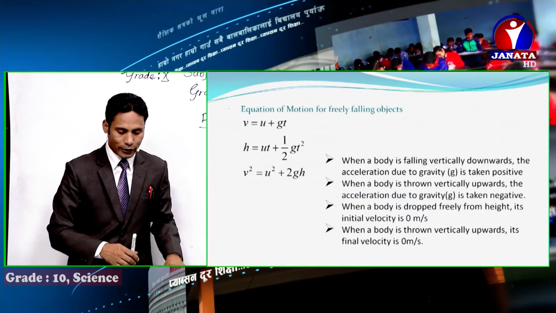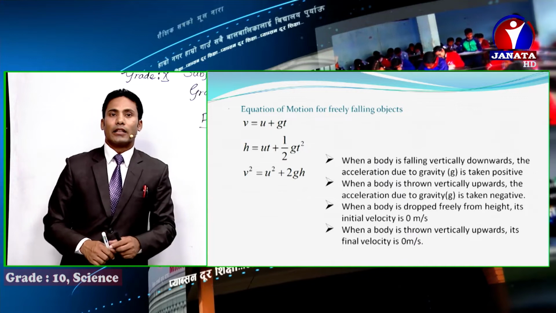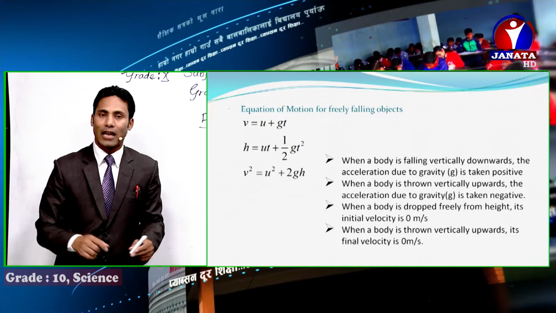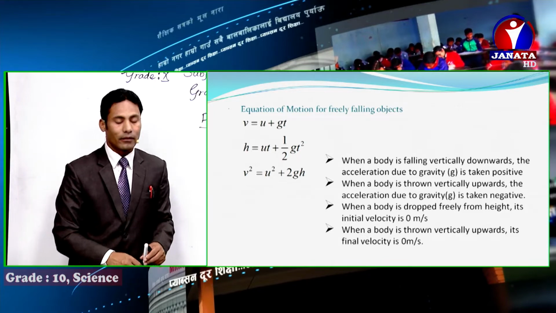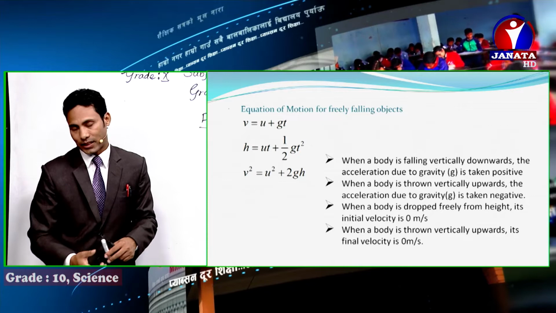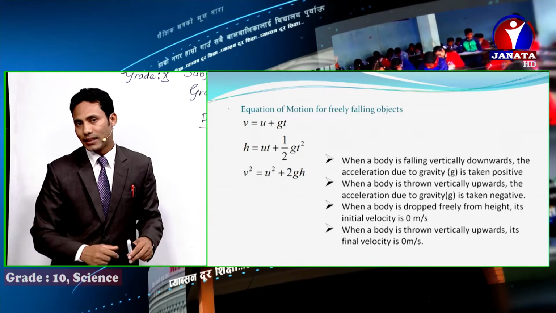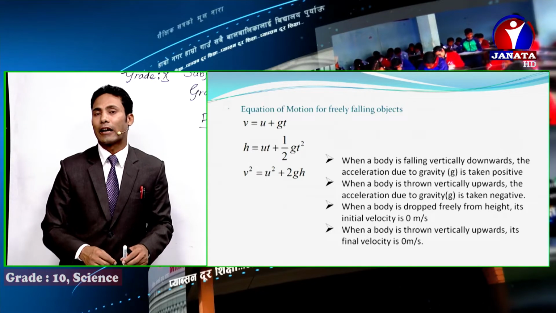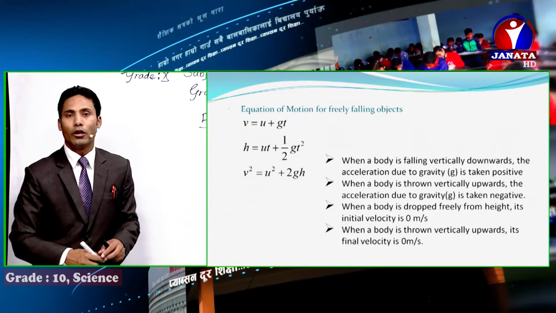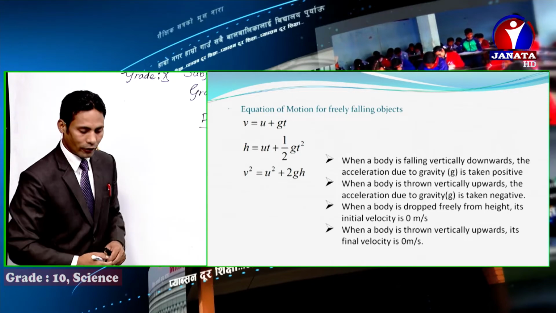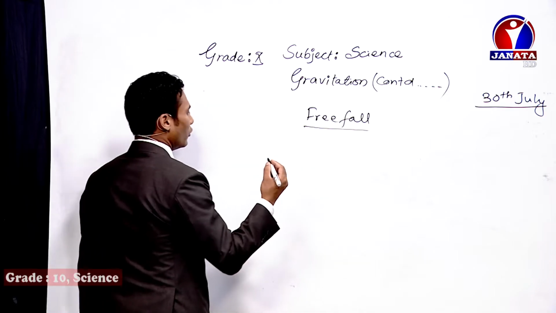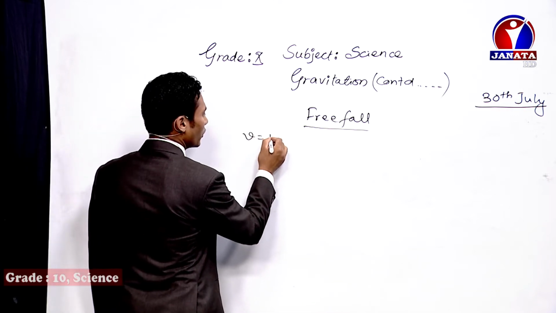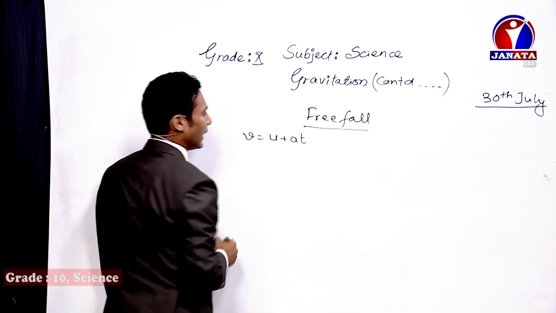So this is about free fall, right? And the equations of motion, or the modified form of the equations of motion, can be used for calculating the velocity or the height in the case of a freely falling object, which we have discussed in grade 9 also. That equation is a modified one for the freely falling object. So you might have learned in grade 9 the equation of motion like v equals u plus at. These equations you have learned.